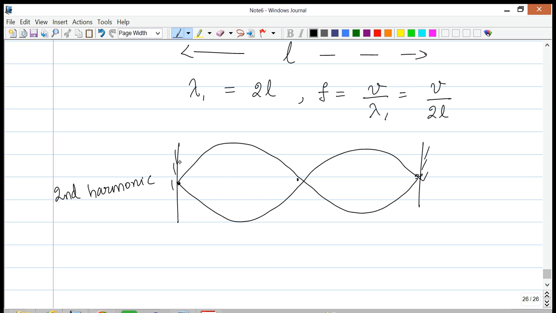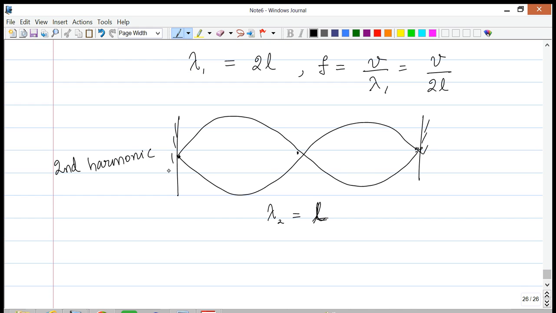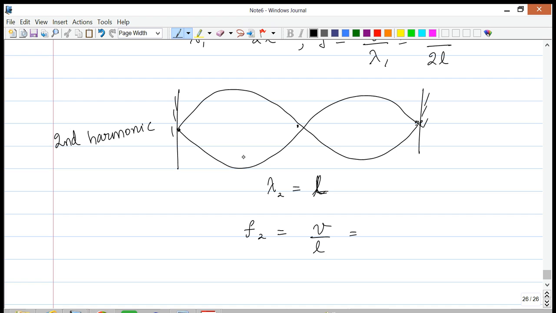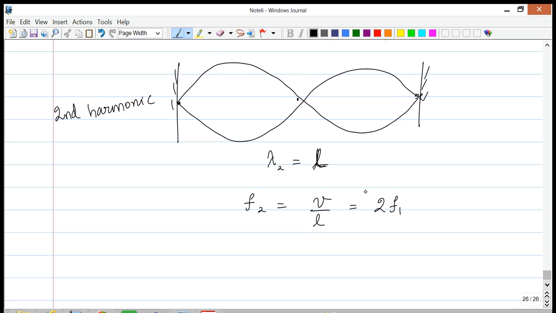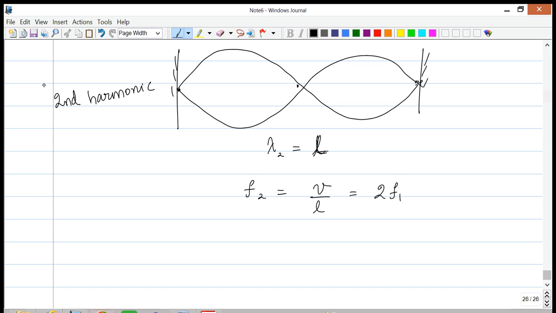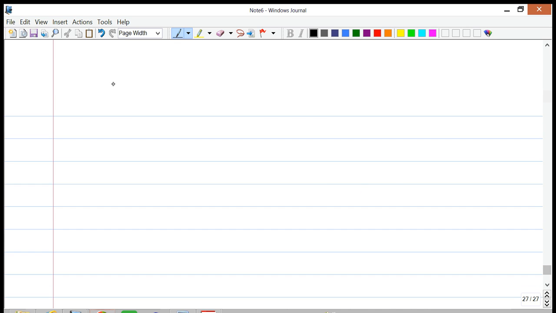And we ask the question, what is the wavelength? In this case, the wavelength lambda 2 is, if you look at this picture, the full separation, full L, the distance between the ends. And so we can write my frequency F2 as V divided by L. If you look at F2, it is nothing but 2 times F1, that is twice the fundamental frequency, which is the frequency for the first harmonic. This is also called the first overtone. The second harmonic or the first overtone. Let us look at the next picture.